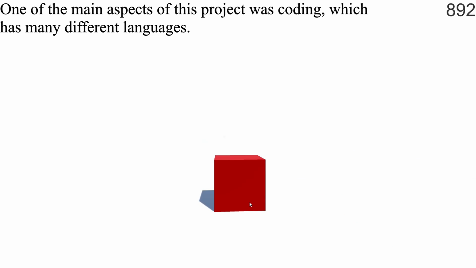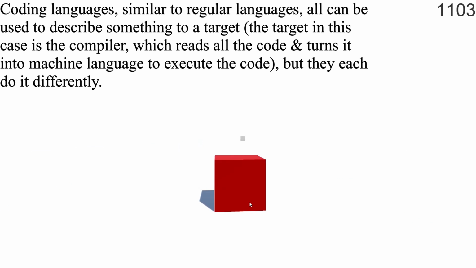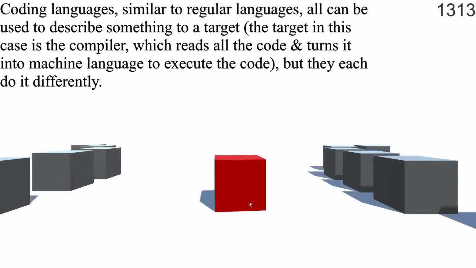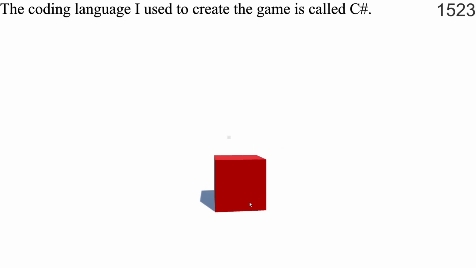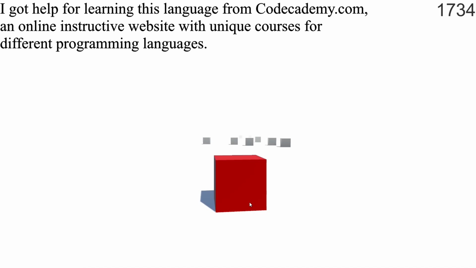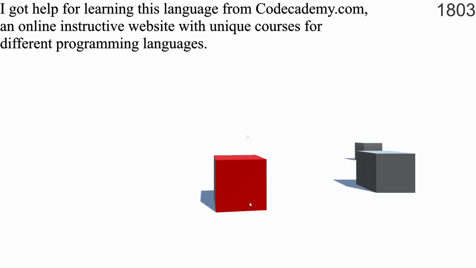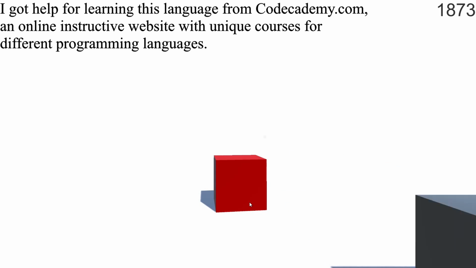One of the main aspects of this project was coding, which has many different languages. Coding languages, similar to regular languages, all can be used to describe something to a target. The target in this case is the compiler, which reads all the code and turns it into machine language to execute the code, but they each do it differently. The coding language I used to create this game is called C#. I got help for learning this language from codecademy.com, an online instructive website with unique courses for different programming languages.